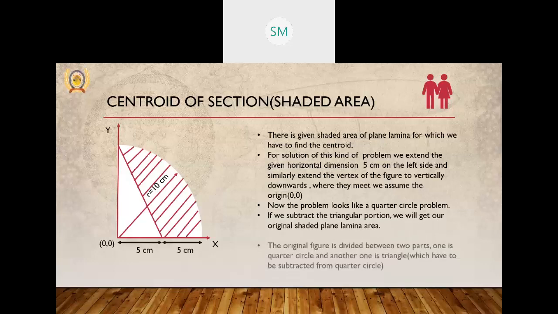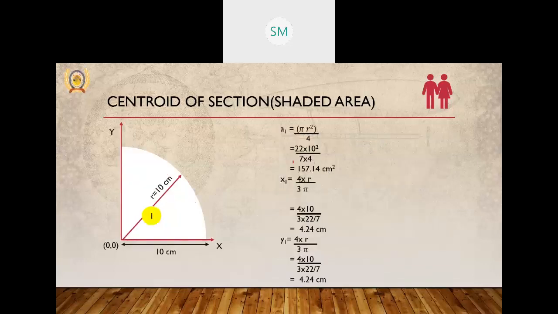So let us divide into two parts. One is the quarter circle. For the first figure, the area will be pi r square by 4. It is 157.14, and y1 will be 4r by 3 pi. So we can find out both the values. 4.24 centimeters are coming.